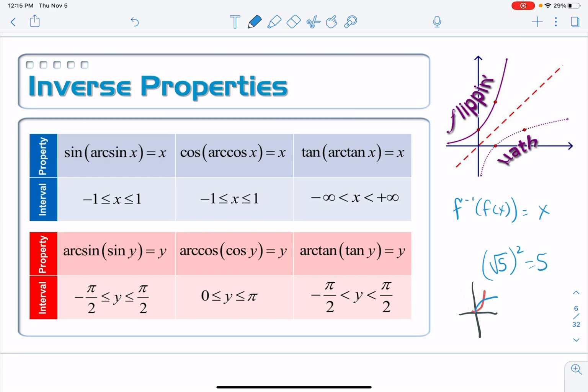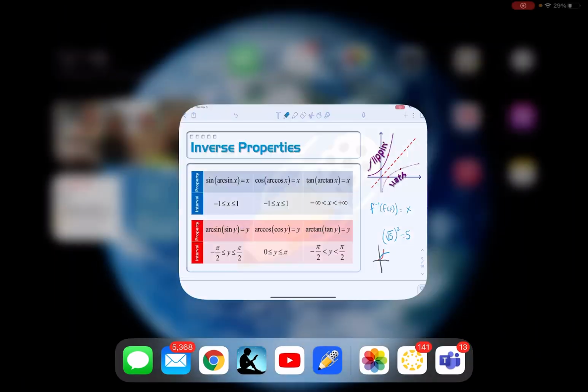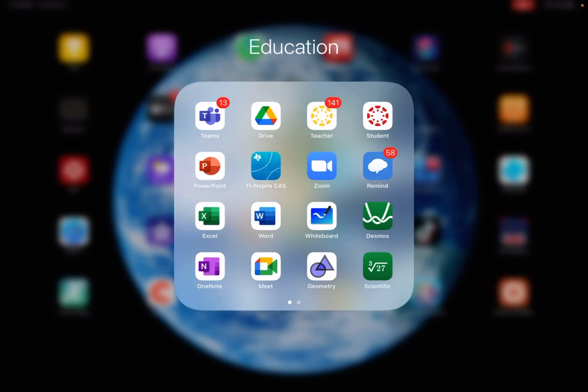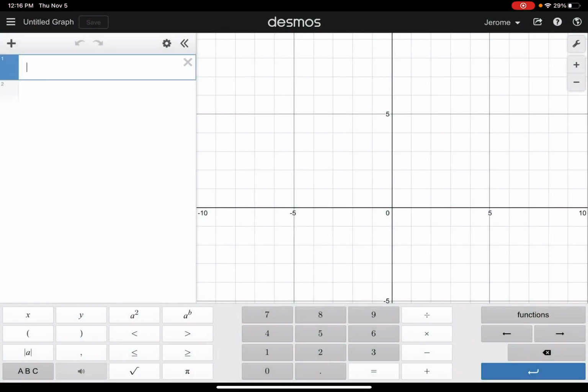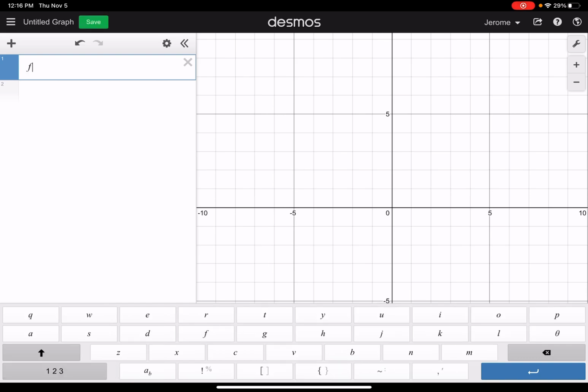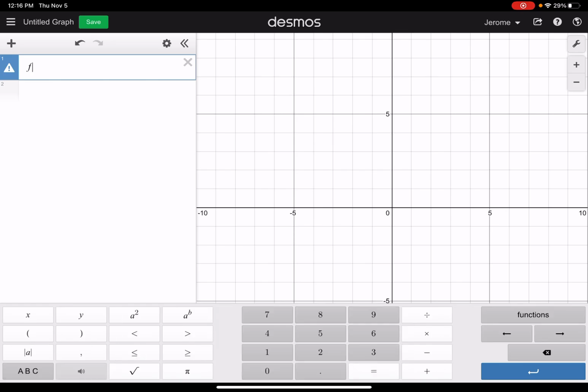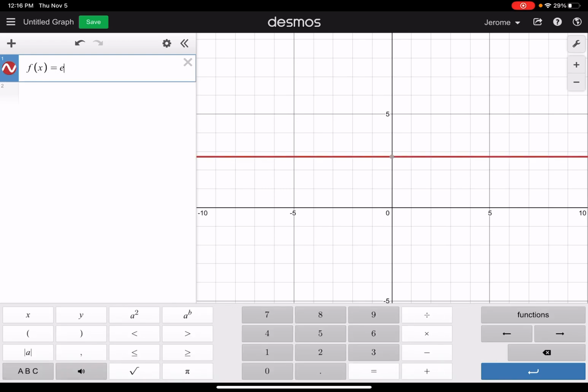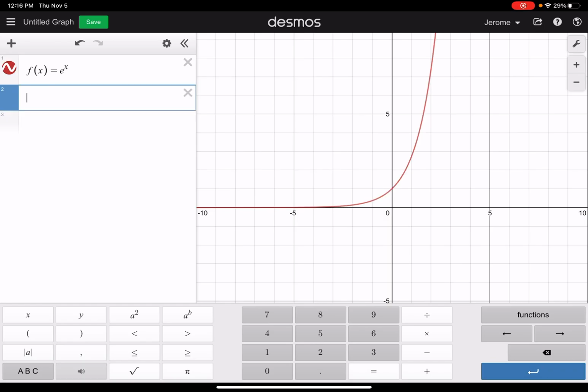Let's do a little graphing and calculator investigation here. I'm going to pull up Desmos. Okay, and let's graph a couple of functions. I'm going to do ones that we know are inverses before even some trig stuff. Let's do e to the x and the natural log of x, right? So f of x equals e to the x. All right, there's my graph of that.